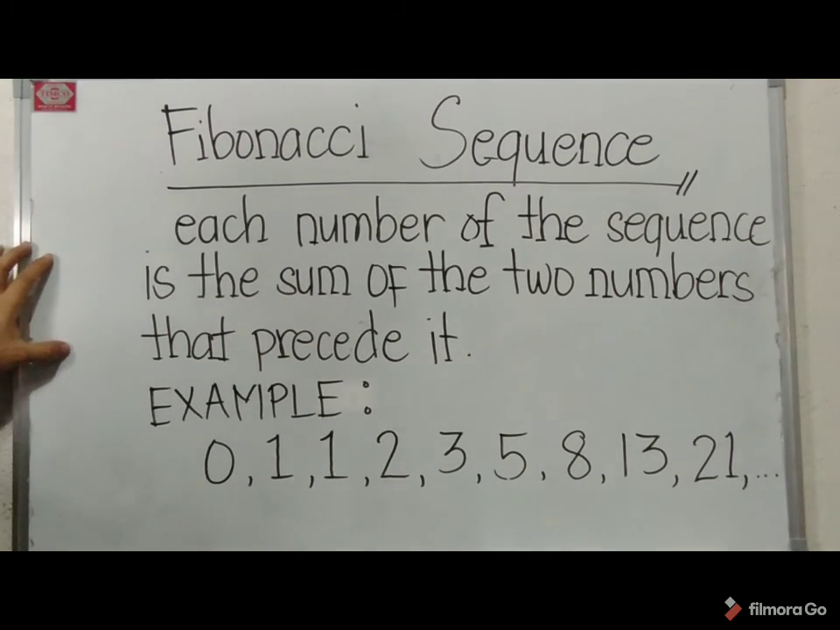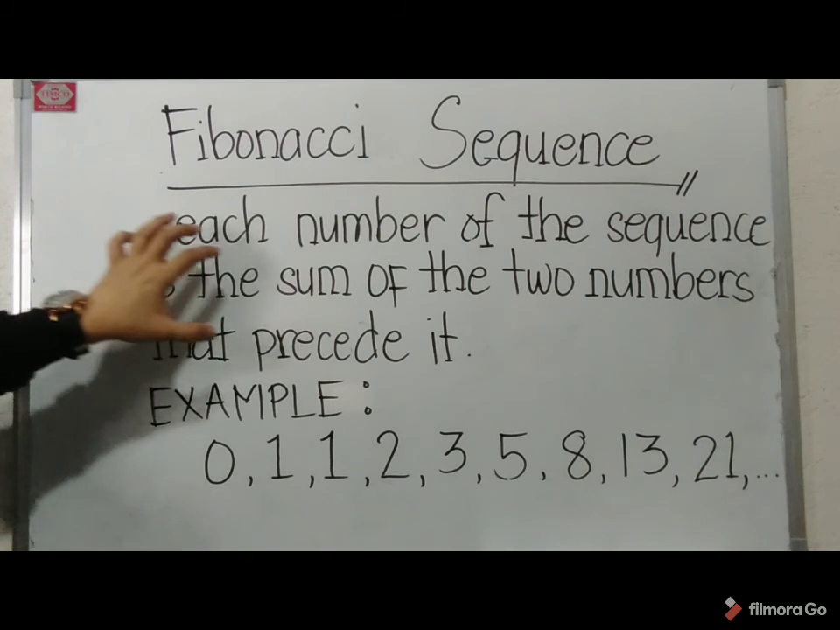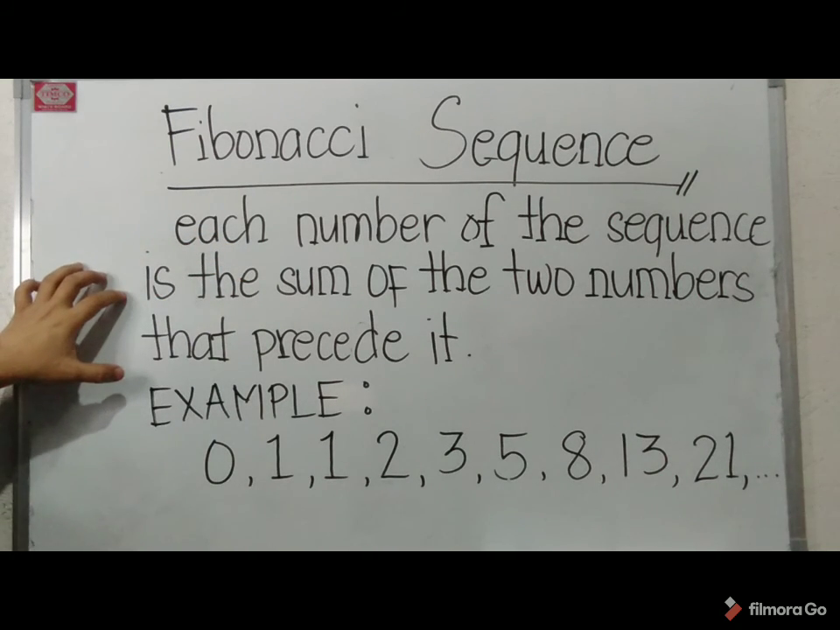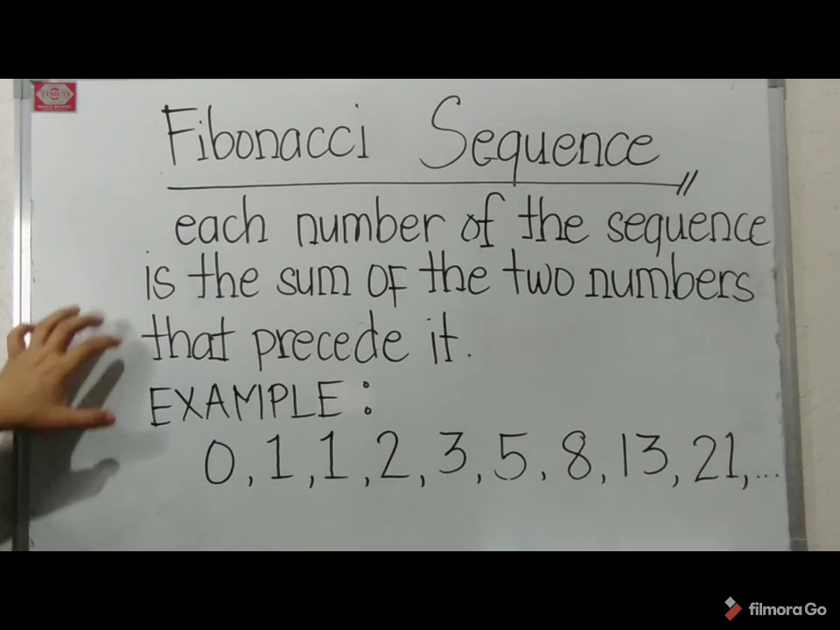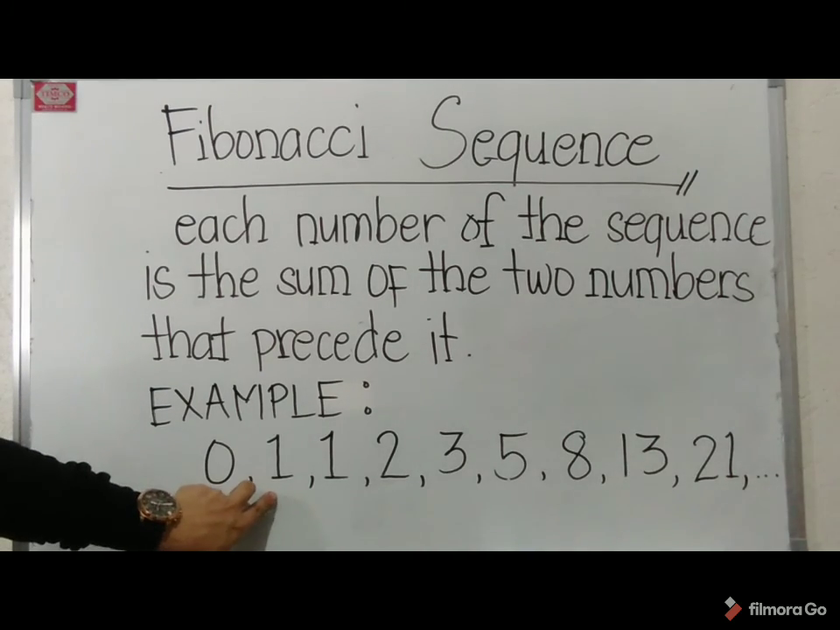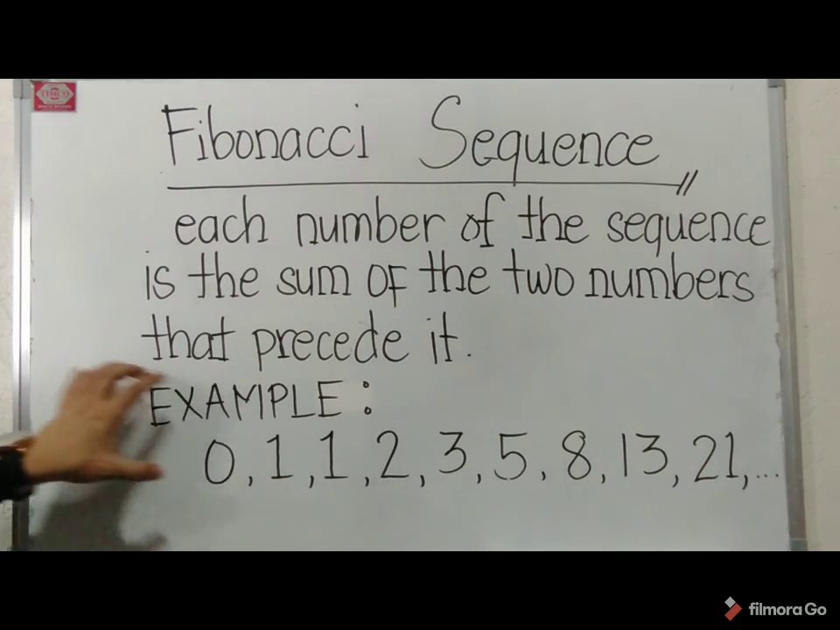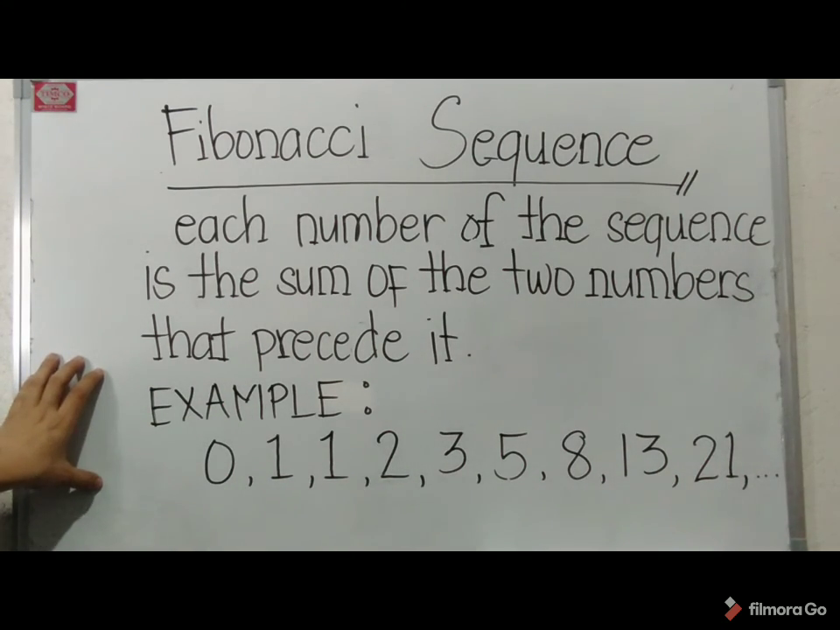So, once again, huwag kakalimutan. Pag sinabi nating Fibonacci sequence, each number of the sequence is the sum of the two numbers that precede it. So, nag-a-add tayo ng two previous term para makuha natin yung sunod na term. So, yun lang naman when it comes with Fibonacci sequence.